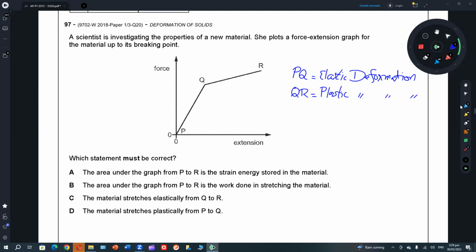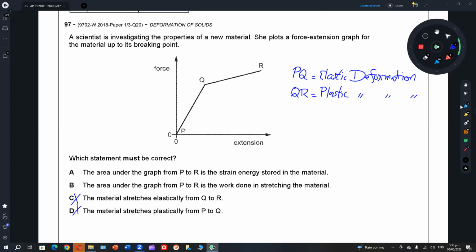the area under the graph P to R is the strain energy stored in the material. Remember that this is according to Hooke's law. It should be considered strain energy stored. The area under the graph from P to R is the work done in stretching the spring. The material stretches elastically from Q to R. It's wrong because we know Q to R is plastic deformation. Elastically from P to Q, this is also wrong.